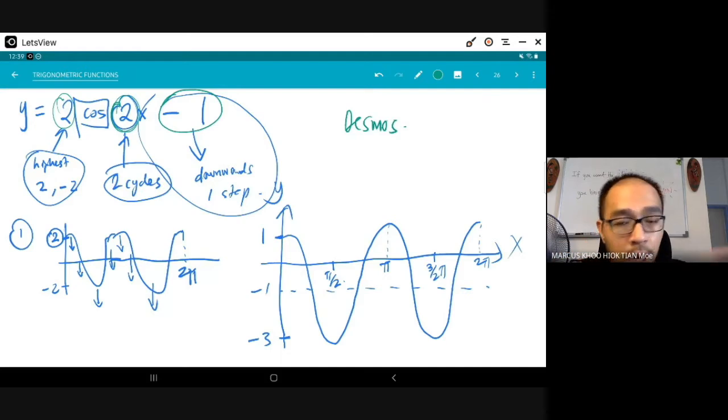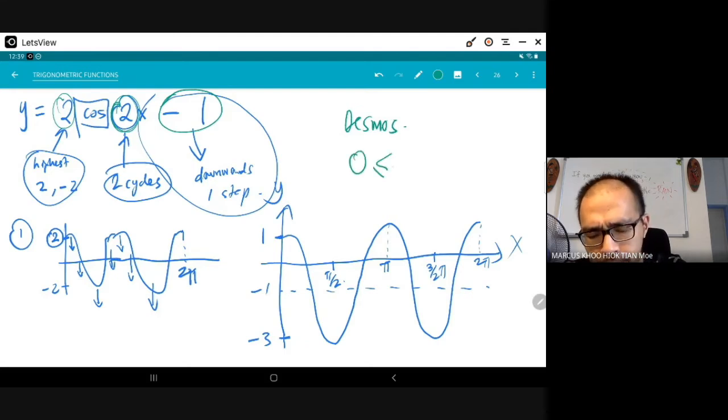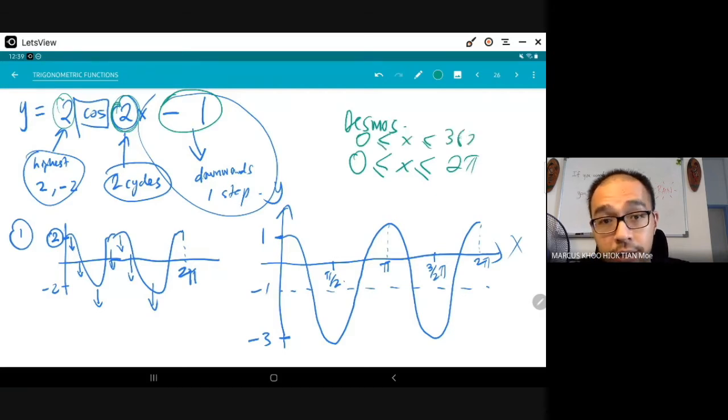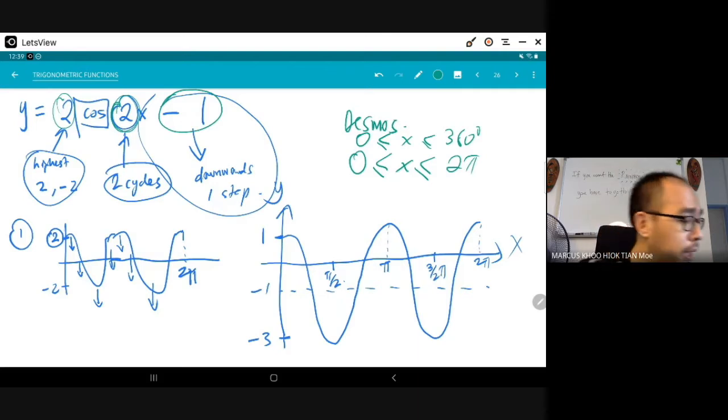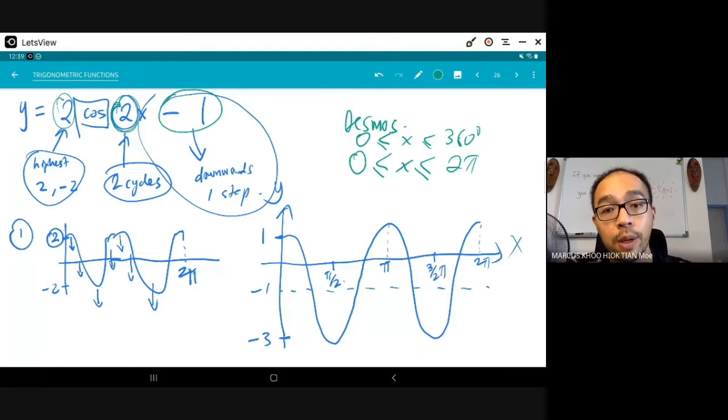From 0 to how many? For our workbook, most of our questions are 0 to 2 pi. That means the angle is between 0 to 2 pi, or 0 to 360 degrees. I think so. Is it? Yeah, all of it is actually from 0 to 2 pi. We haven't come to the one where it asks you to cut it in half. That one we can easily do later. But now we are just interested in drawing graphs from 0 to 2 pi.